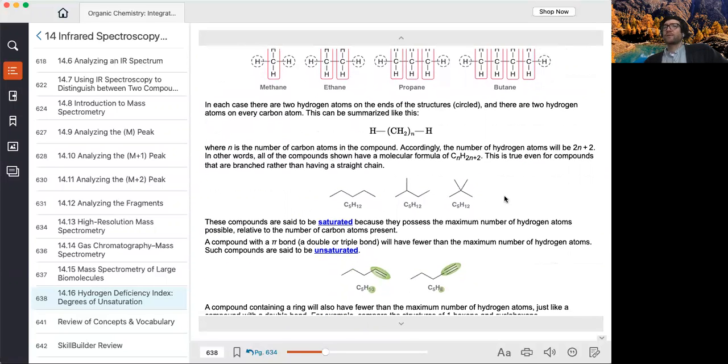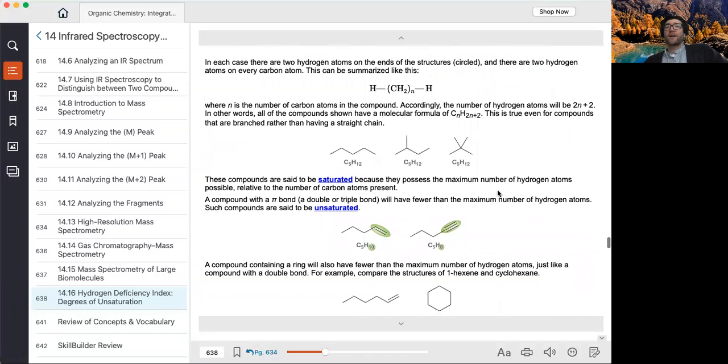It's even true for branched compounds. C5H12 can mean pentane, this sec-pentane, or this isopentane. Each of these have the same molecular formula, but as we learned in previous chapters, they could have different structures. And the hydrogen deficiency index is one way for us to know with only the formula if there might be a double bond or triple bond present.